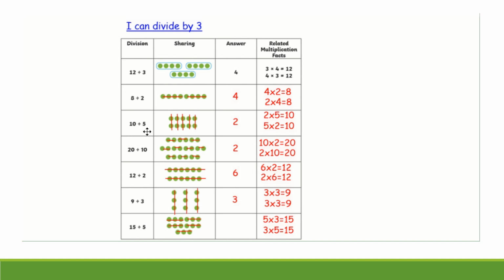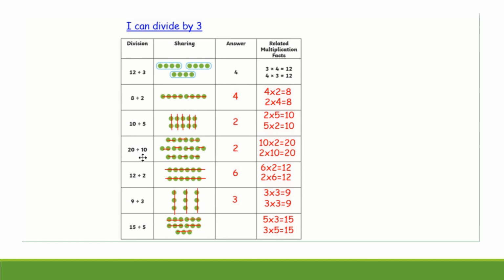10 divided by 5, so we want 5 equal groups. So split them into 5 equal groups. 1, 2, 3, 4, 5, and there were 2 in each group, so the answer was 2. And the related multiplication facts were 2 times 5 equals 10, and 5 times 2 equals 10.